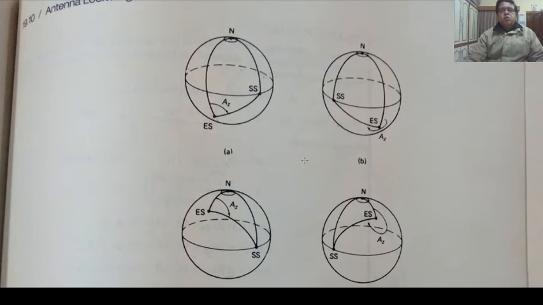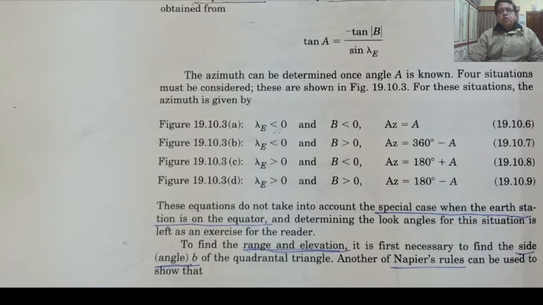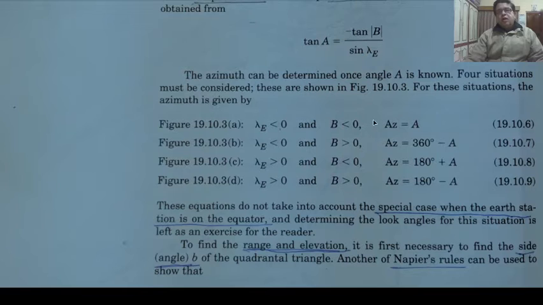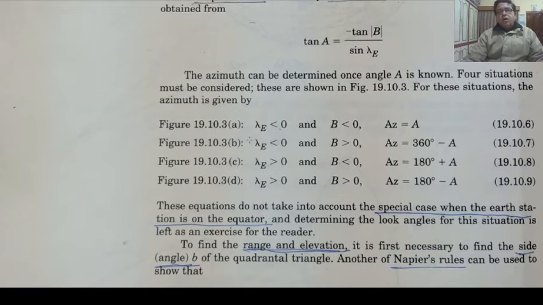These four situations are possible. In A, lambda E less than 0, B less than 0 and Az equals A. In B, lambda E is negative, B greater than 0 and Az equals 360 degrees minus A. In C, lambda E greater than 0, B less than 0 and Az equals 180 degrees plus A. And in D, lambda E greater than 0, B greater than 0 and Az equals 180 degrees minus A. So four situations are possible.